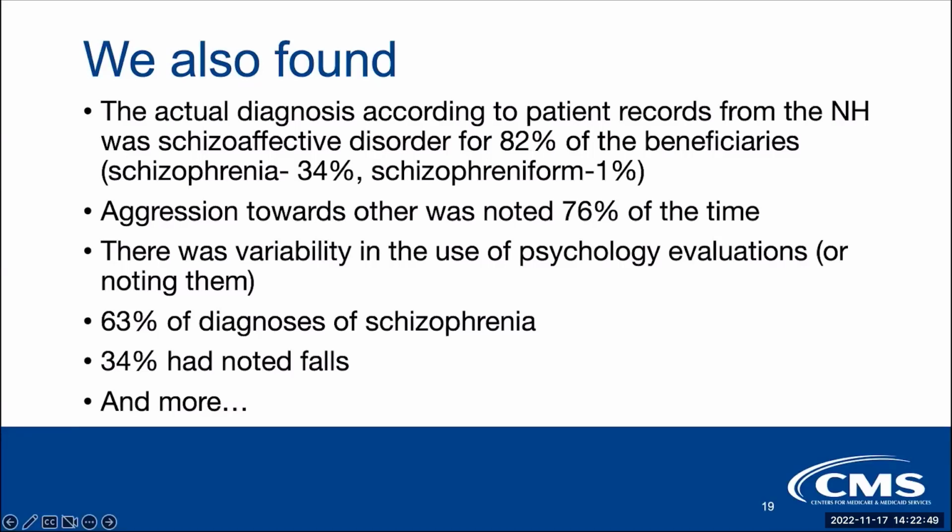There was variability in the use of psychology evaluations, and this could have also been related to the way that the BFCC QIOs did their review, if they were looking for certain things.